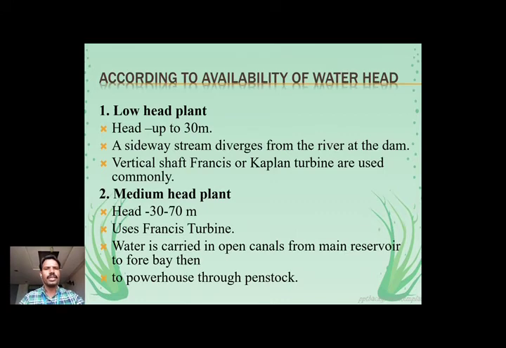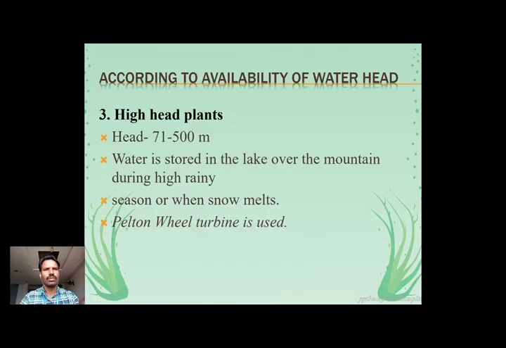Medium head means the head lies between 30 and 70 meter. Here we can use a Francis turbine. Water is carried through an open channel from the main reservoir to the forebay. Then the water goes through the penstock. We use a separate penstock to convert to electrical energy. In the low head case, we don't need a penstock.